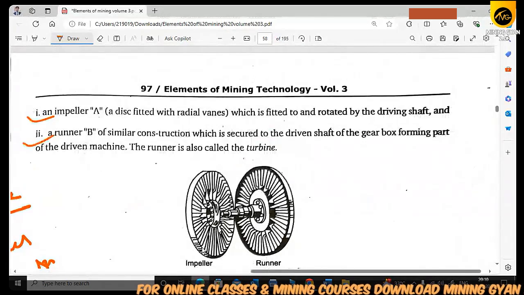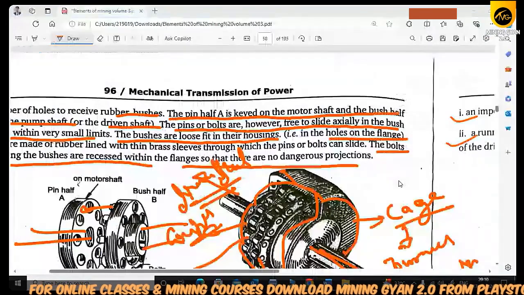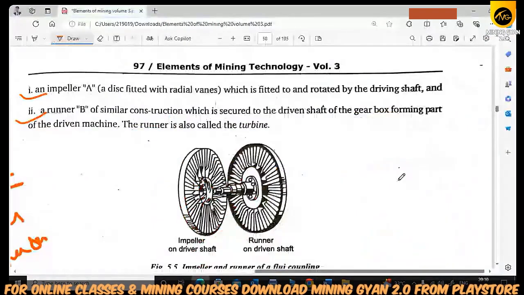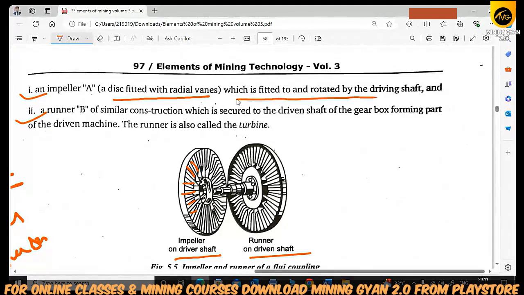You see, this is the impeller and this is a runner. Okay, so understand the impeller. What is an impeller? It is a driving shaft which is connected to the shaft. This is the driven shaft. Understand that it is fitted with radial vanes. You see, these are the vanes. This has the vanes which are fitted and rotate the driven shaft.